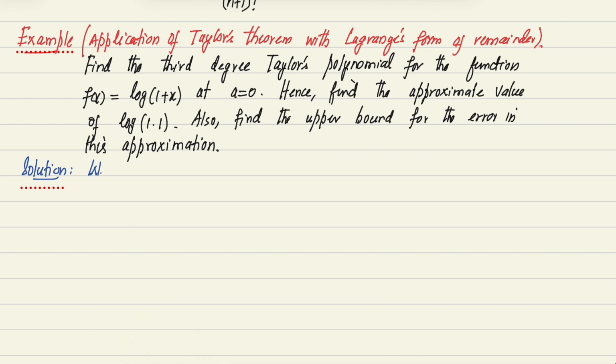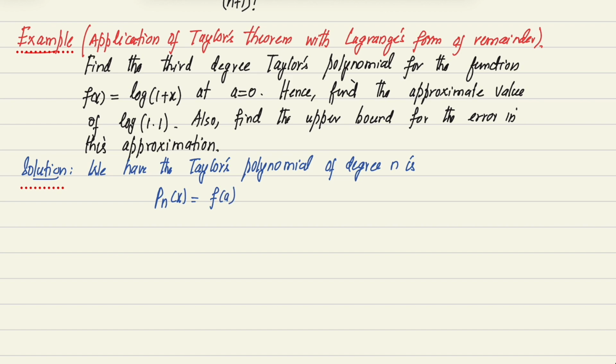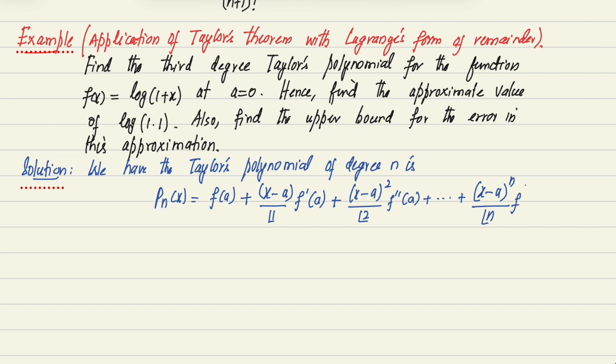We have the Taylor's polynomial of degree n, Pn of x, which is equal to f of a plus (x minus a) by 1 factorial f dash of a plus (x minus a) whole square divided by 2 factorial f double dash of a plus so on plus (x minus a) power n by n factorial f nth derivative at a. So this is the Taylor's polynomial of degree n.